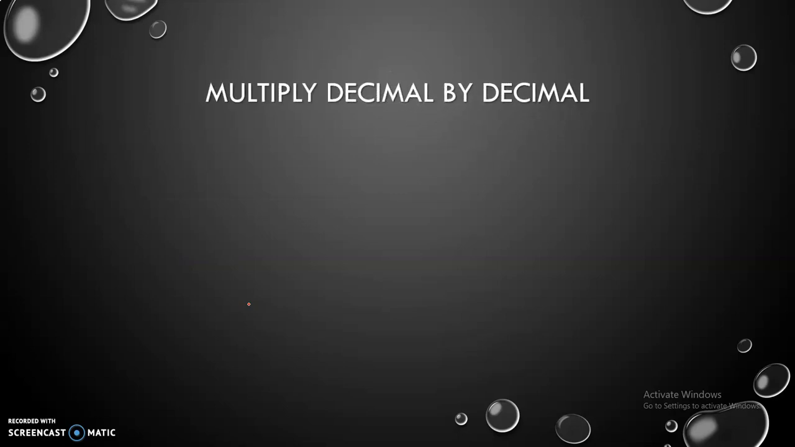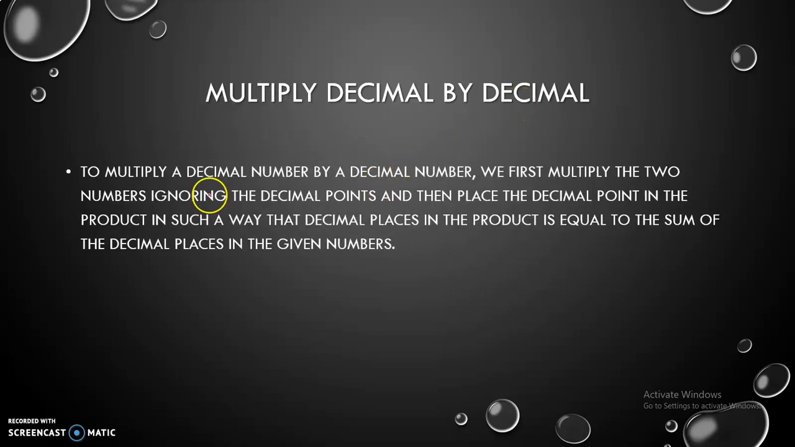Now we are going to learn how to multiply a decimal by a decimal. To multiply a decimal number by a decimal number, we first multiply the two numbers ignoring the decimal points, and then place the decimal point in the product in such a way that the number of decimal places in the product is equal to the sum of the decimal places in the given numbers.